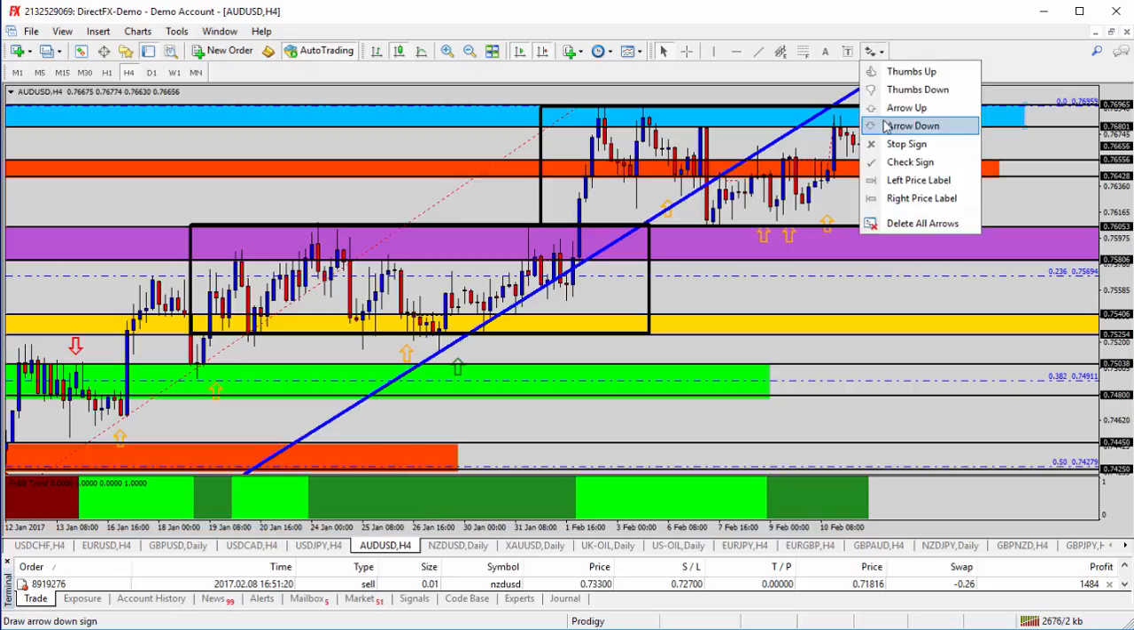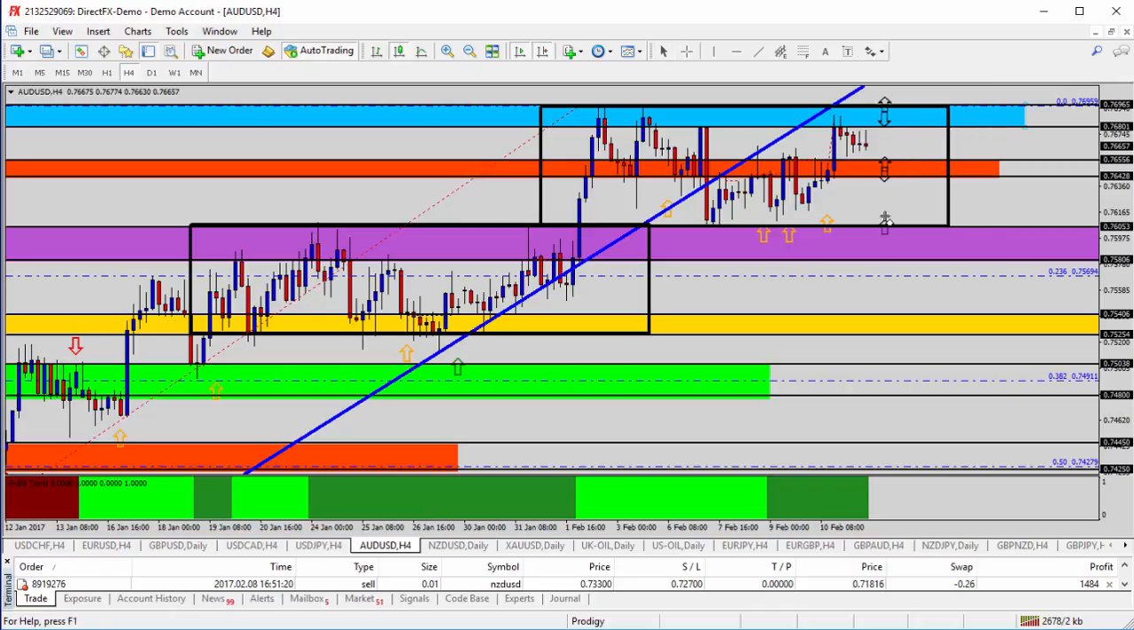But clearly, if it gets under the orange shaded area, you're looking at the purple shaded area as your next area of support. And of course, clearly a push underneath there, we look for it to go lower. So these areas are your areas to watch. If you're a buyer, you're buying the orange zone or waiting for it to reach the purple zone.